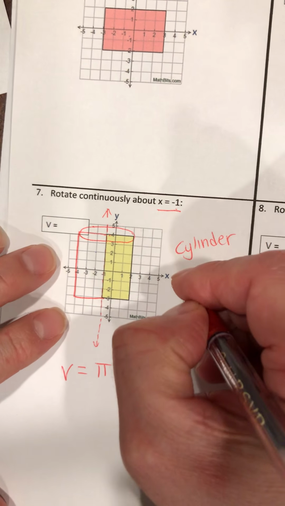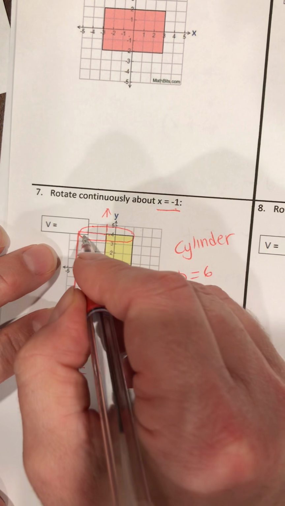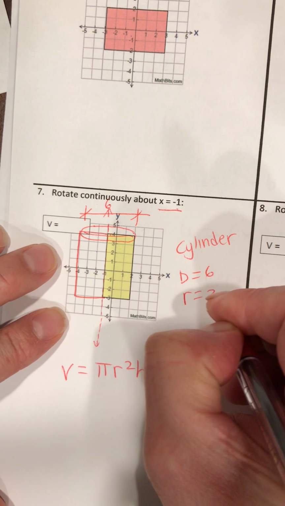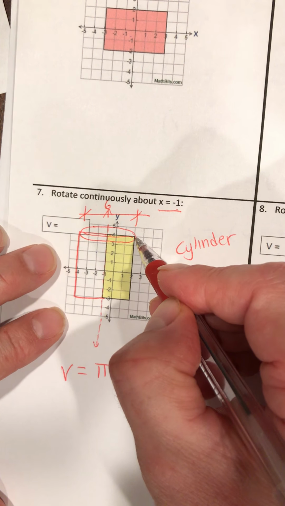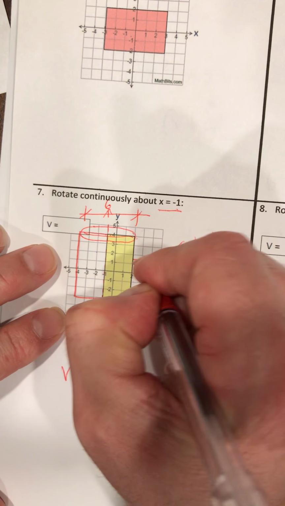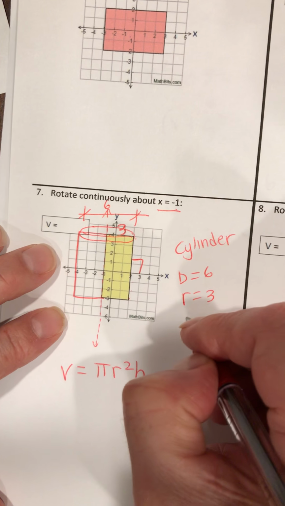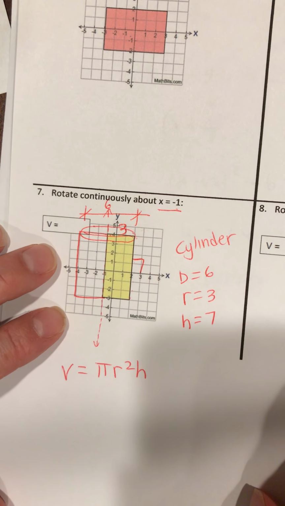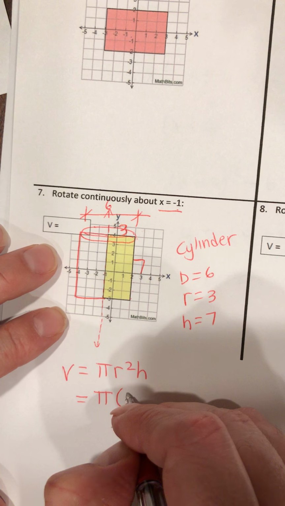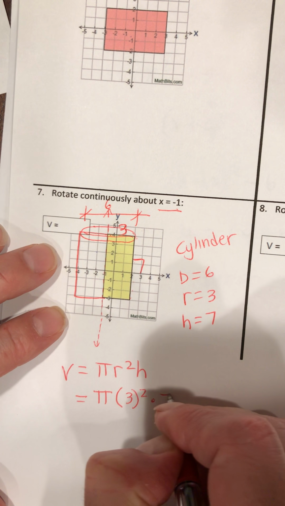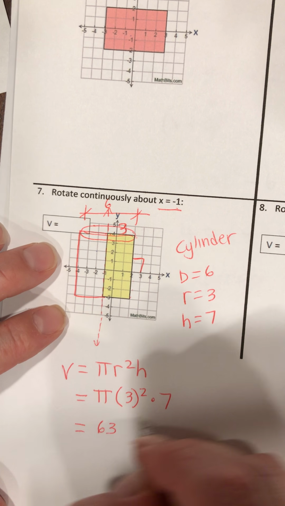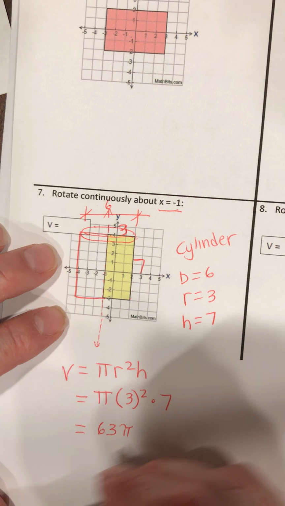Our diameter is 6 all the way across, but our radius is 3. And our height goes from 4 to negative 3, so that's 7. 1, 2, 3, 4, 5, 6, 7. So we have a radius of 3 and a height of 7. Pi times our radius, 3 squared, times the height comes out to 63 pi, which is exact.